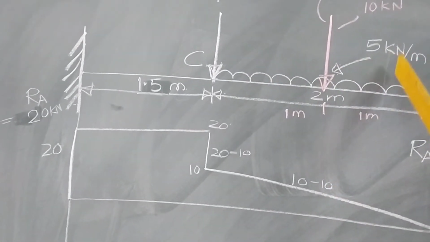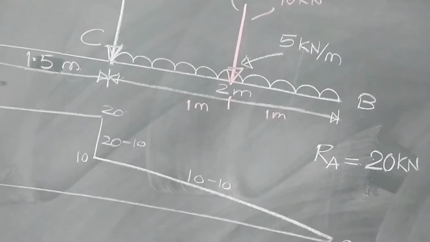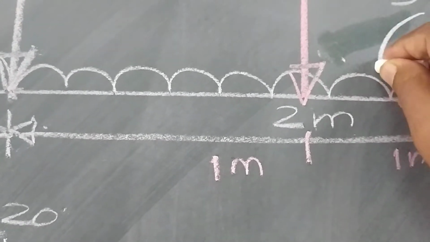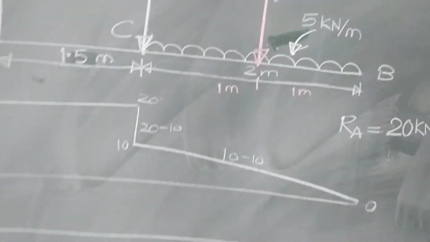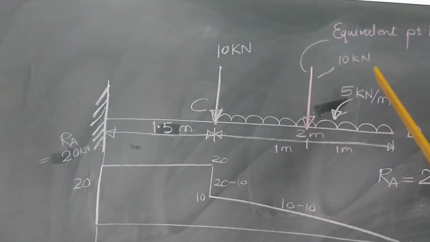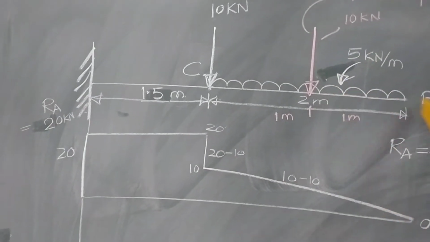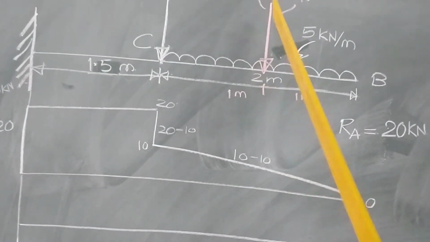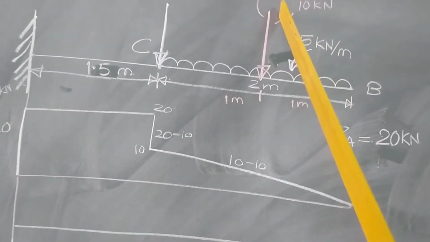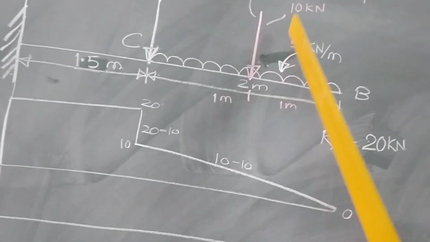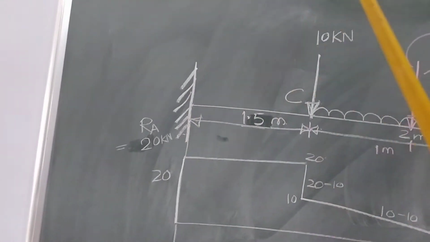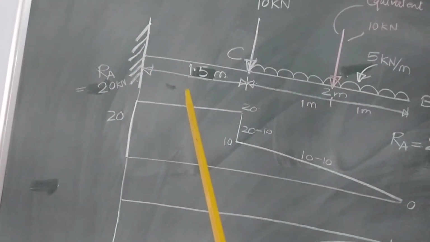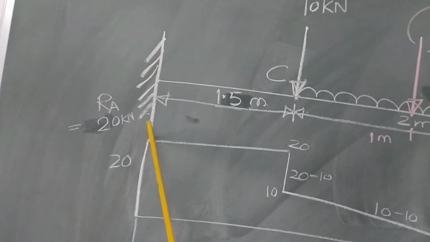So, it is 5 kilonewton per meter. UDL of 5 kilonewton per meter is given here. 10 kilonewton is point load, 5 kilonewton per meter is UDL for 2 meter span, and equivalent point load can be acted at 1 meter. So, intensity of equivalent load is 5 into 2 is 10 kilonewton. So, RA is 10 plus 10 is 20 kilonewton. RA only, one reaction can be calculated arithmetically.